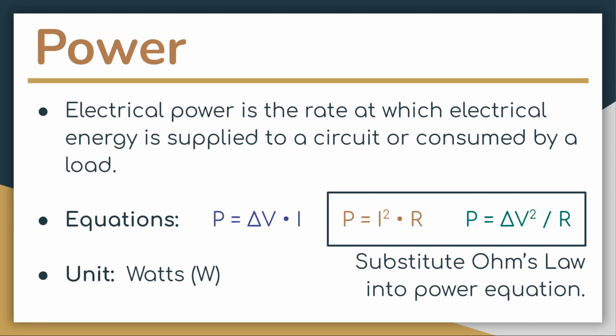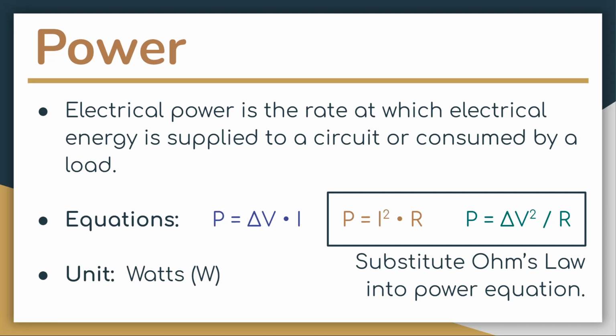Power, electrical power, is the rate at which electrical energy is supplied to a circuit or consumed by a load. Power is equal to voltage, or electric potential difference, times current. So P equals delta V times I. That's the equation you are going to get on the board or on your formula chart, just the first one.